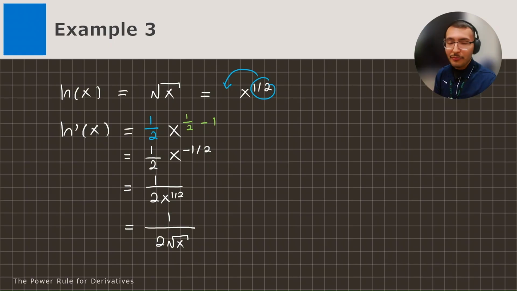So these were 3 applications of the power rule. Notice how they were all a little different. So just to summarize what we've done, you got to take the exponent, move it to the front, and then subtract 1 from the exponent. So that's all you got to do for the power rule.